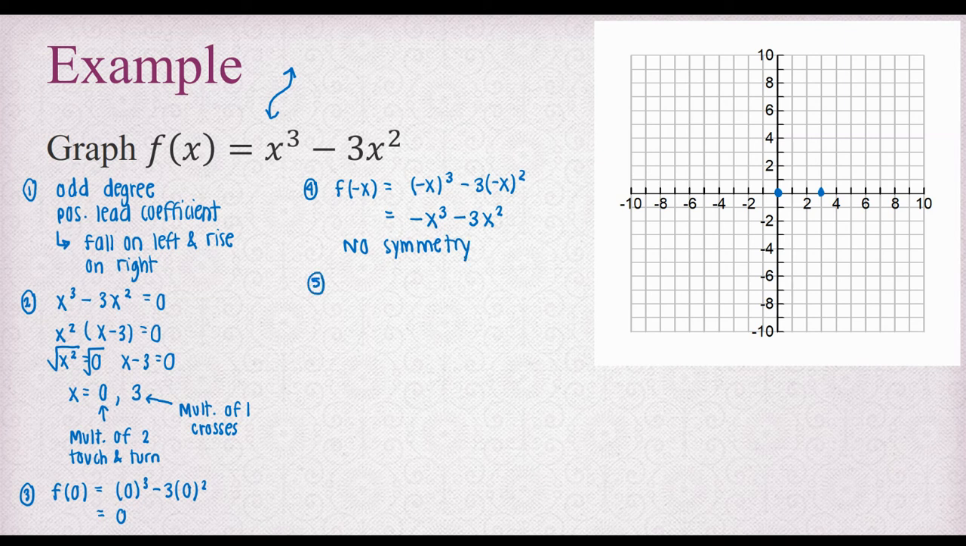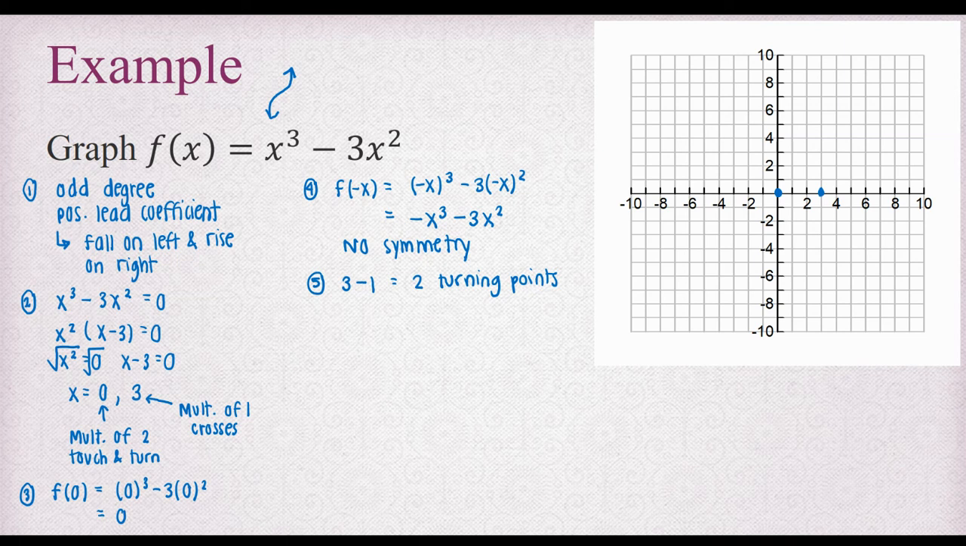The fifth step is determining the number of turning points. So at most, it's going to be my degree, which is 3, minus 1. So at most, there are 2 turning points. Because the only things we have plotted are the x-intercepts, I want to figure out a couple more points, or at least one more point, so then I can have a better idea of what my graph looks like.